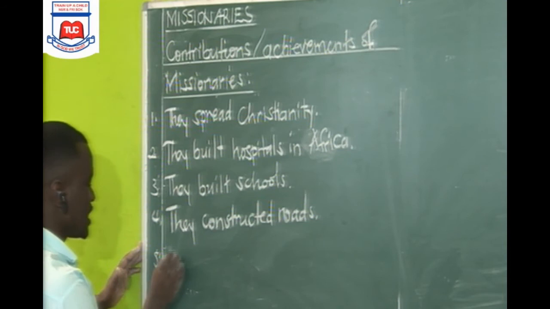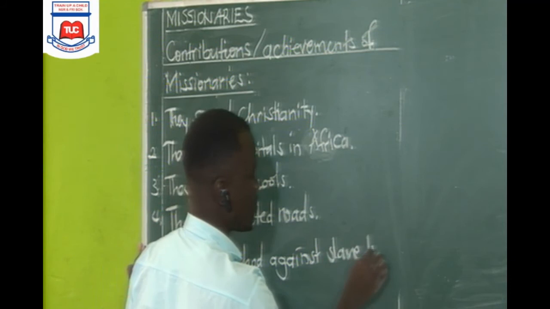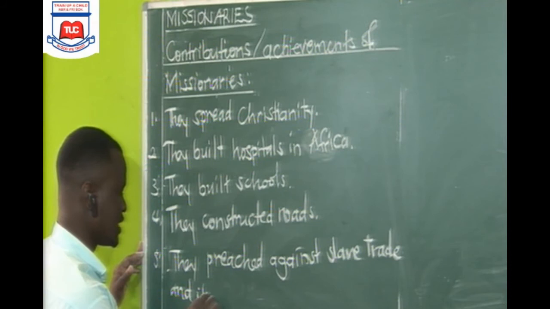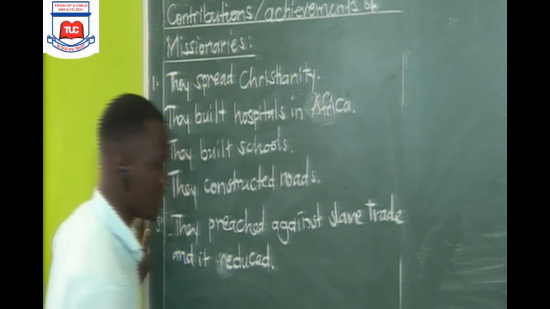The other one we said, missionaries preached against slavery. They helped to preach against slavery, and it reduced. This was an achievement. Missionaries preached against slavery, and it reduced, meaning they looked at it as something which was evil to mankind, and finally it reduced.